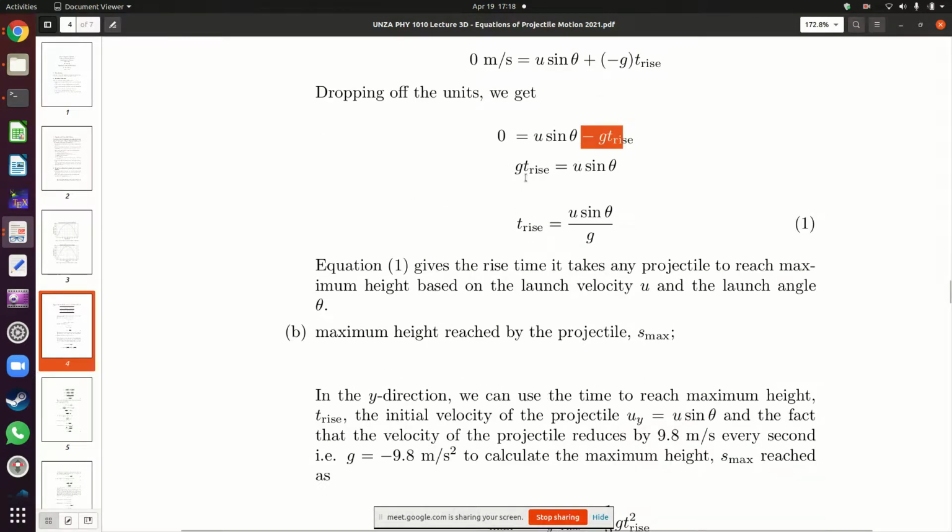Then you divide both sides by g, and you end up with t rise equals u sin theta divided by g. With this expression, t rise equals u sin theta divided by g, this is how you work out the amount of time it's going to take your projectile to reach maximum height. As you can see, the time depends on the velocity with which your projectile is fired. It also depends on the angle at which it is fired, and since we are on Earth, it depends on g, which is 9.8 meters per second squared.